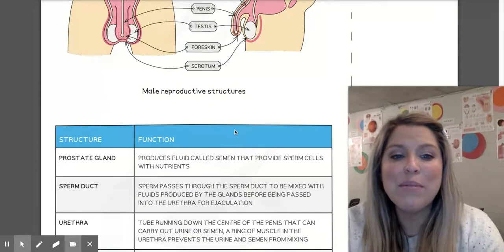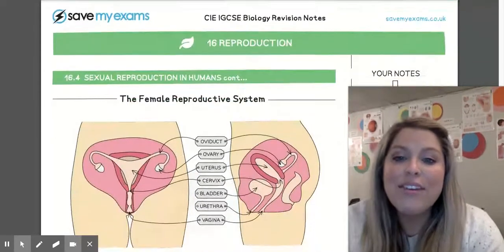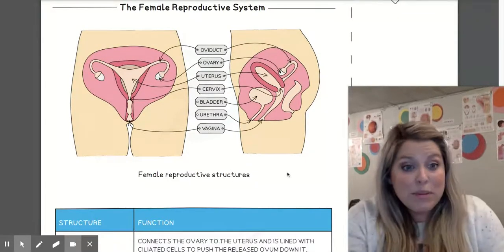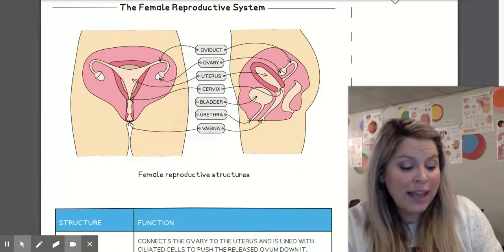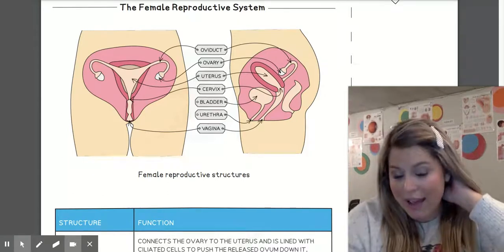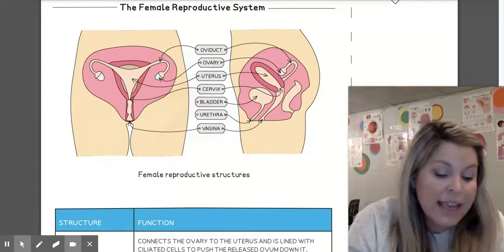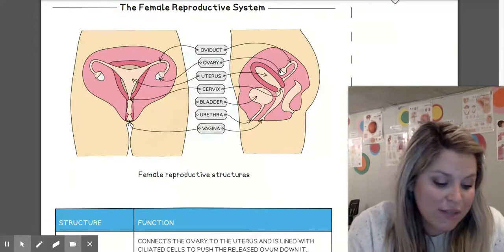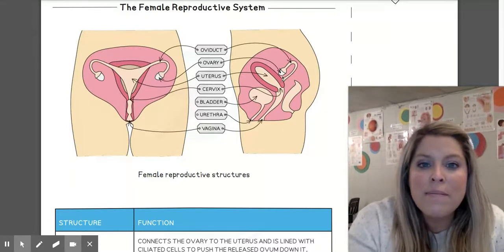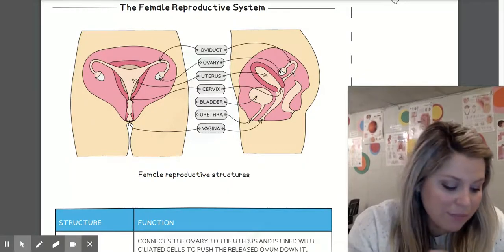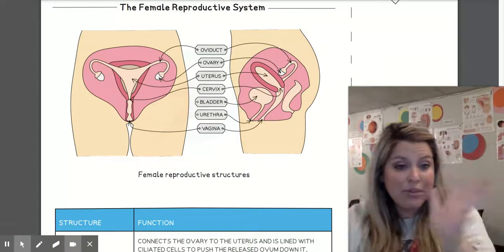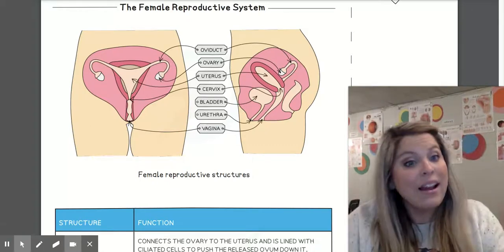Okay, now we will move on to the female reproductive system. Again, this will be provided for you in a diagram, and you will also have access to the table in your notes. As far as the structures that you're going to be responsible for knowing, the structure and function, we will start with the oviduct. The oviduct is right here that connects the ovary to the uterus, and it's lined with ciliated cells to help push the released ovum down it. That ovum is your egg.